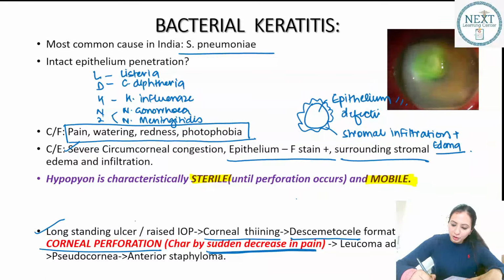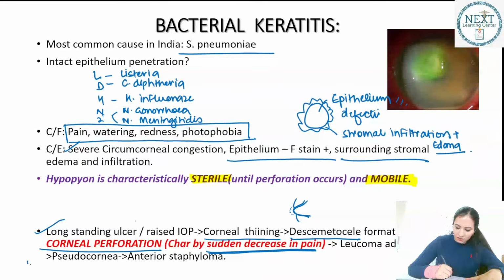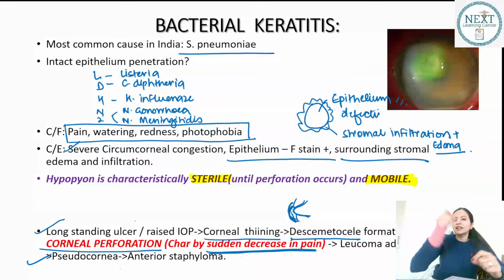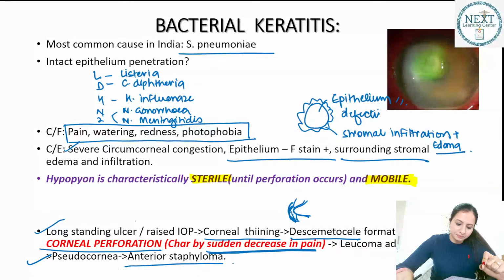Corneal perforation is characterized by a sudden decrease in pain. This is then followed by, see, your cornea is perforated from here. Now the iris will come and attach like this. This is leucoma adherens, and eventually some infiltration, which is pseudocornea, and eventually there will be definitive organization of these cells and all, which you call anterior staphyloma.